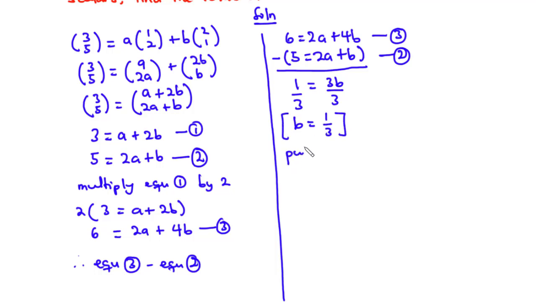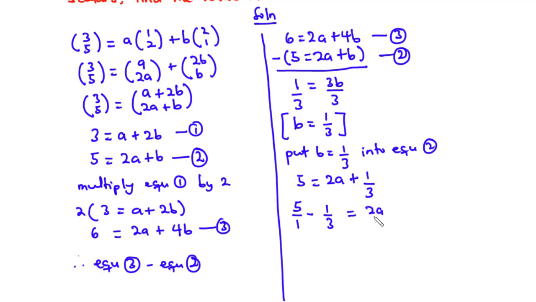Now we are going to put b equals 1 over 3 into any of the equations. So into equation, let's say equation 2. So for equation 2 we have 5 equals 2a plus b. b is 1 over 3. So we transpose 1 over 3 to the left hand side. This becomes 5 over 1 minus 1 over 3, and this is equal to 2a.